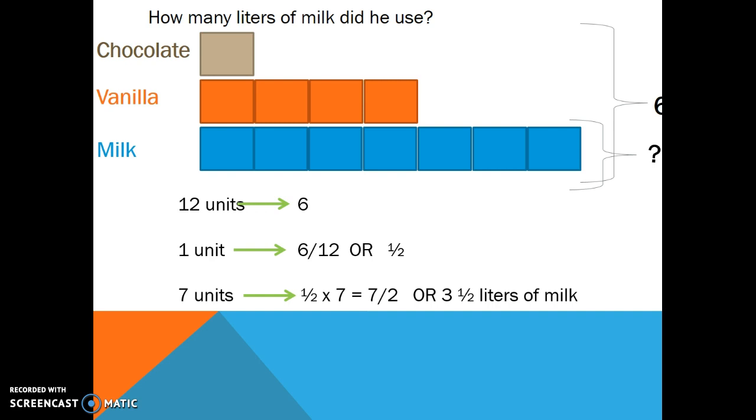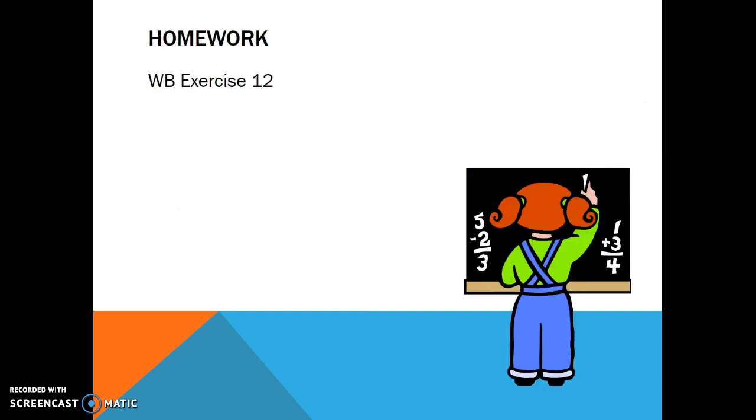All right, friends, I think that those are all of our problems. So your homework is going to be workbook exercise 12. And that's it for ratios day 9.